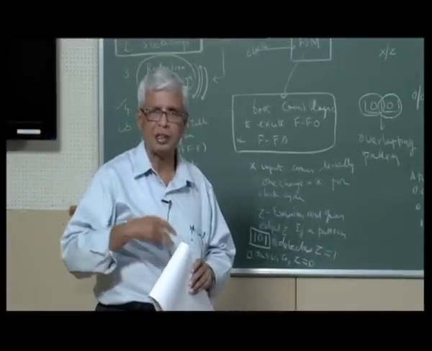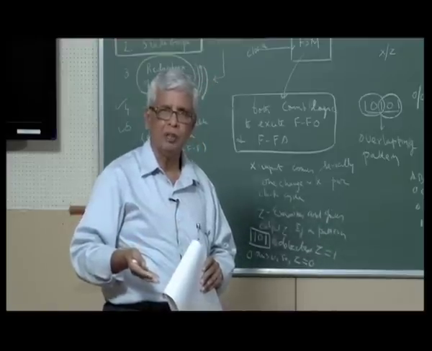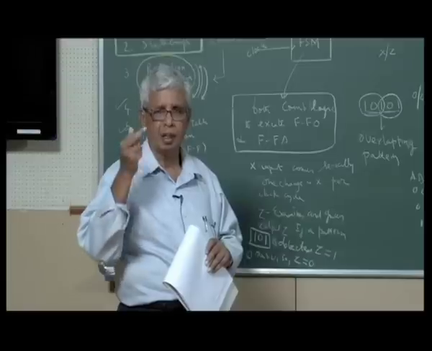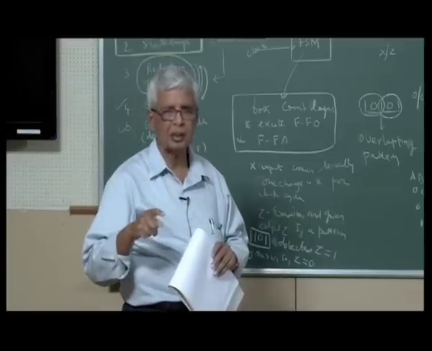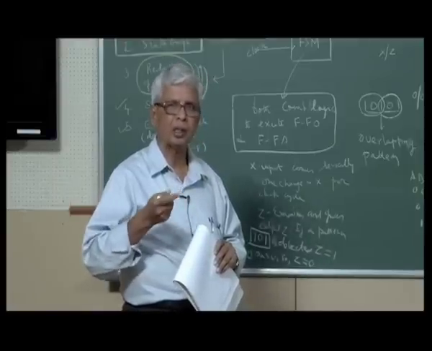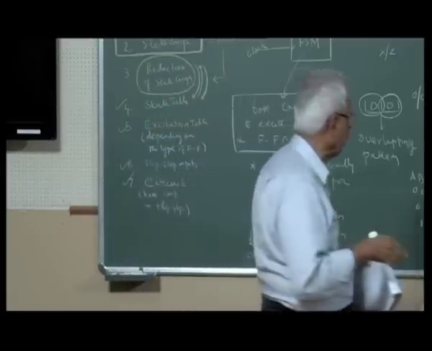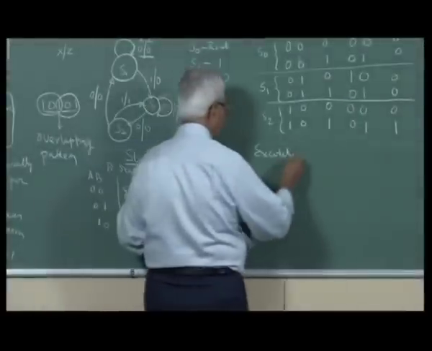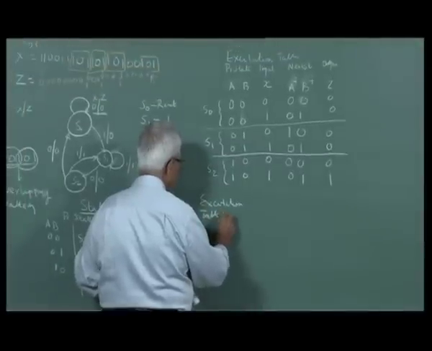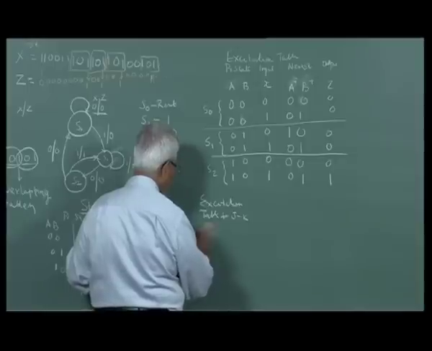For excitation table, what is the JK flip-flop excitation, what is the D flip-flop, all that I have done. T flip-flop, we have done several examples of sequential circuits: counters, sequential counters, arbitrary counters, up counter, down counter, with input, excitation table, all that we have seen. So you should spend your time doing that. So excitation table for JK: Q to Q bar, Q to Q plus.